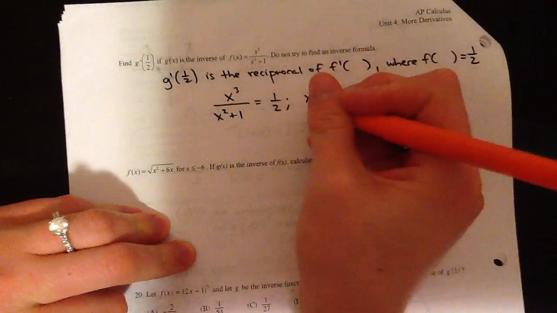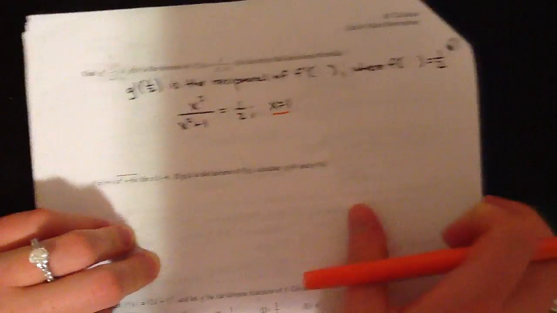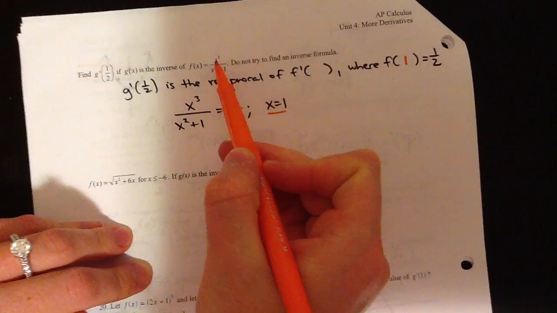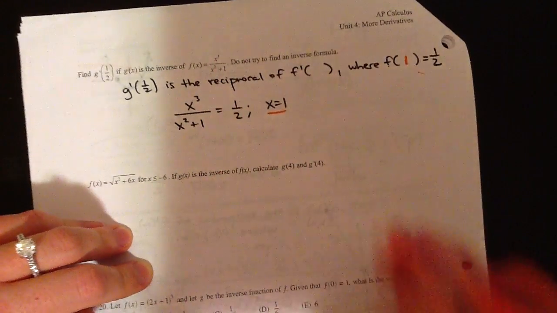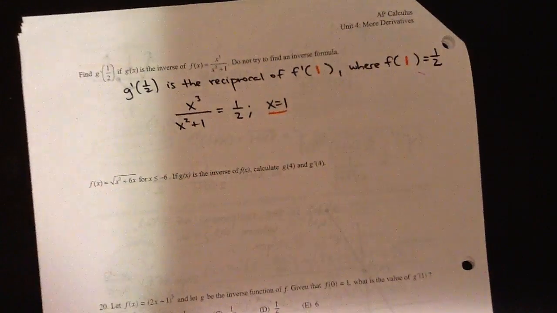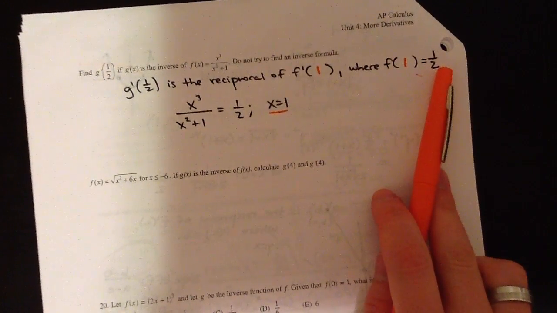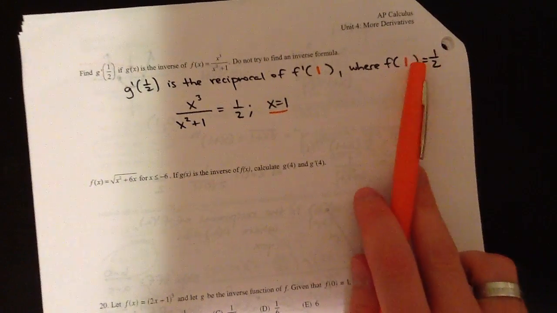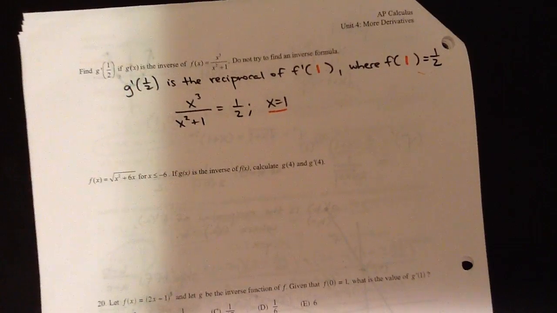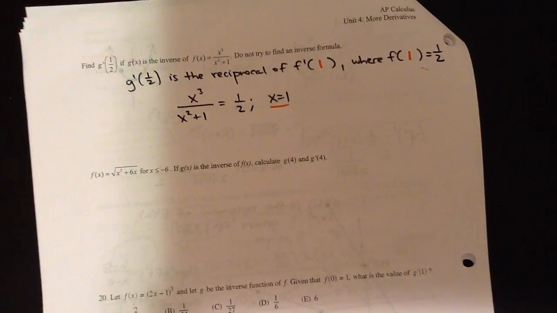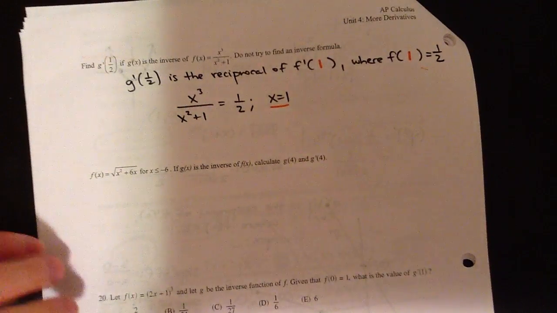So this value that we just found means that f of 1 equals 1/2. If we plug 1 in here, we end up with 1/2. So that is the value that we are looking for. What we know is that if (1, 1/2) is a point on the original function, that means that (1/2, 1) is a point on the inverse function. So we want to find g prime of 1/2. We know that it's the reciprocal of f prime of 1. So we find f prime.